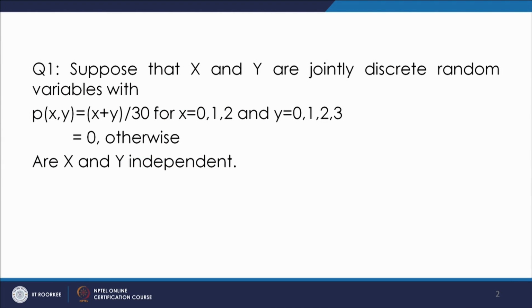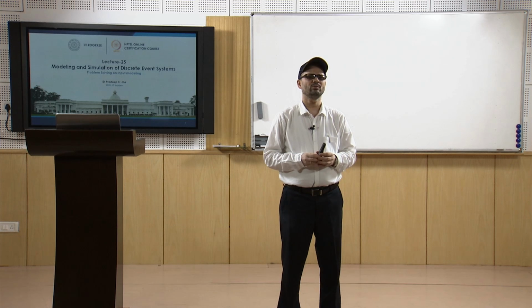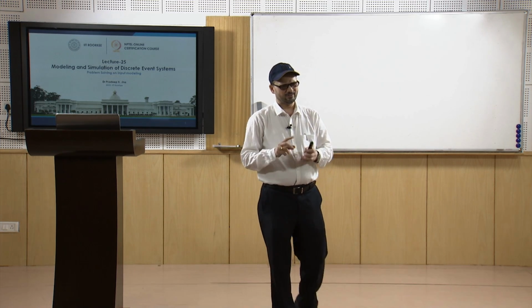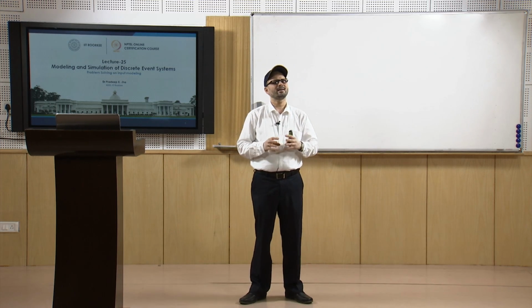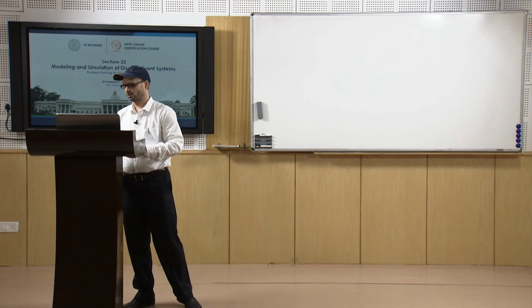Dealing with the first question, where X and Y are jointly discrete random variables, and pXY is defined as (x plus y) by 30 for x equal to 0, 1 and 2. The discrete values of x are 0, 1, 2, and the y values are 0, 1, 2 and 3, and pXY is 0 otherwise. We have to check whether X and Y are independent or not. For that, the condition is that pXY should be equal to pX(x) into pY(y), and if that holds, X and Y are independent, otherwise not. So let us compute whether pXY equals pX(x) times pY(y).